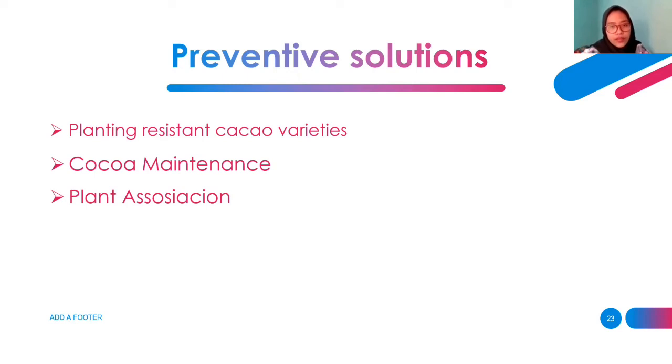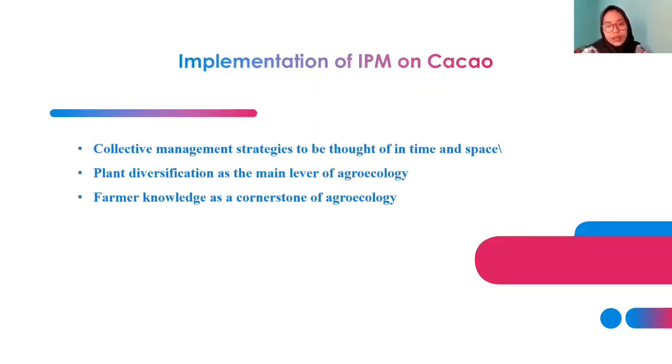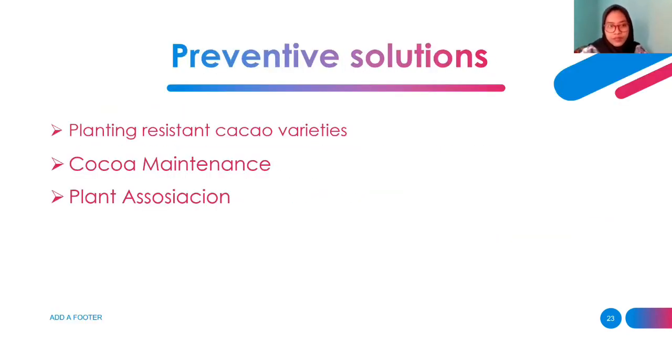And the preventive solutions consist of three things. The first one is planting resistant cacao varieties. The second one is cocoa maintenance, and the last one is plant association. In plant association, we can do removal of alternative host plants of cacao pests and shade management.